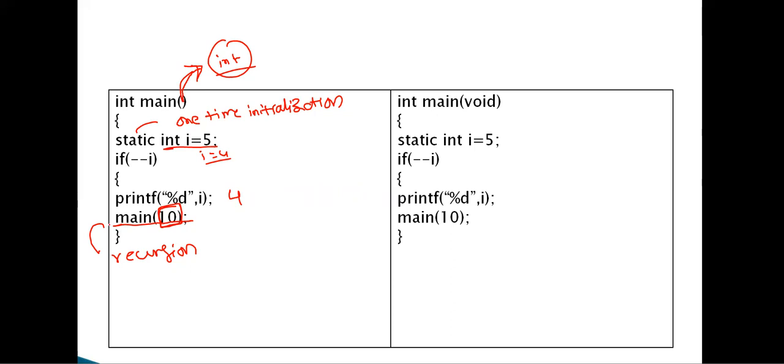Whenever we are calling main of 10, it goes to the main function. Now, is the static statement executed? No. Why? This is a static, only one time initialization. The updated i value is 4. Now if of minus minus i, that is 3. Again call the main function with 2. Call the main function with 1. So if of 0, the condition fails, and it comes out of the loop. This is the output.